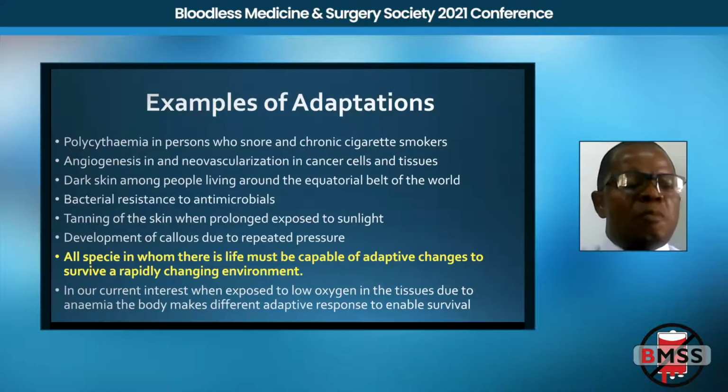Almost every organism adapts. Even cancer cells adapt to their environment by neovascularization and angiogenesis in order to survive the harsh environment in which they operate. Dark-skinned people living around the equatorial belt, as a result, it's all adaptations. Bacterial resistance to antimicrobials, tanning of skin, even development of callus due to repeated pressure are all adaptations. Indeed, it might be safe to say that all species must be capable of adaptive changes to survive a rapidly changing environment, without which it might be difficult for anyone to survive.